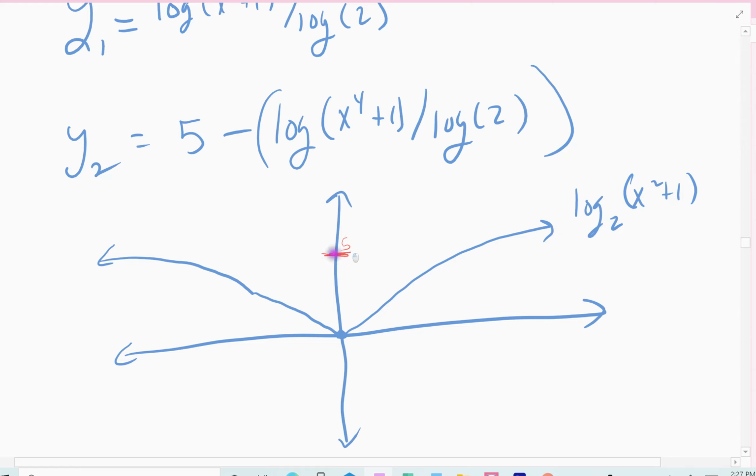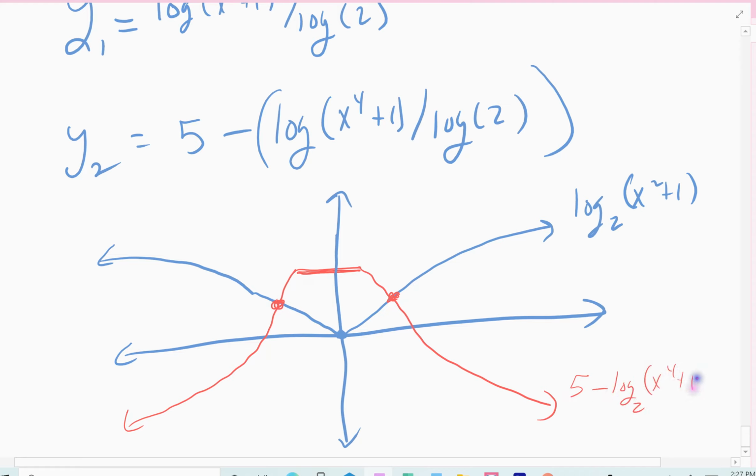It actually does go through 5. That's 5 up here. And so there's 2 places it intersects. So it kind of comes up. It has this sort of flattening out at 5. I kind of drew that weird, but let's try that again. It does flatten out, and then it's symmetrical, so it has the same shape on the other side. So it flattens out, and that is at 5. Not that it matters in this case. So that's that other side. That was that 5 minus the log base 2 of x to the 4th plus 1.